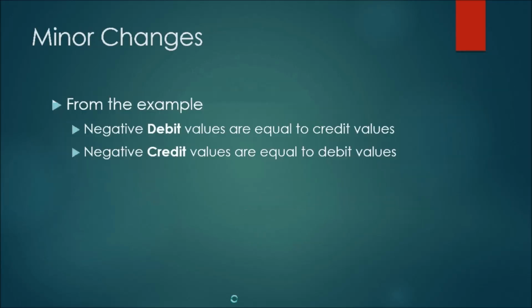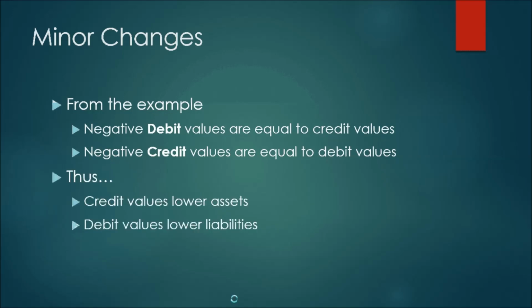And then there's minor changes. So from the example, you notice that negative debit values are equal to credit values. So when I have negative $100 in debit, that would also be equal to $100 in credit. As well, negative credit values are equal to debit values. So if I had negative $100 in credit, that would be equal to $100 in debit. So because of this reason, credit values lower assets, which are accounts on the debit side, and debit values lower liabilities. Liabilities are accounts on the credit side.